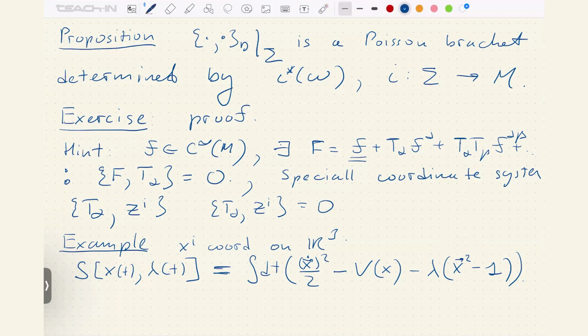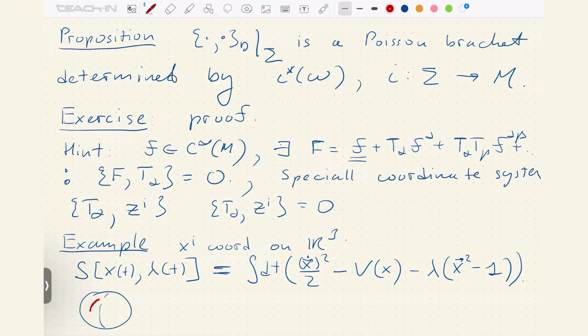So we actually have a sphere in our R3, and the motion of our particle is restricted, because equations of motion tell us that x squared is equal to 1. So our particle moves on a sphere. It is not allowed to go off the sphere, right? So that's the Lagrangian system with constraint, right?